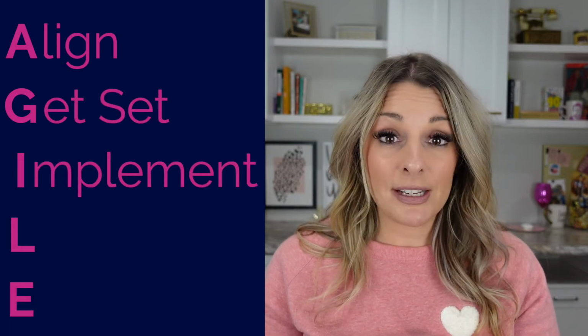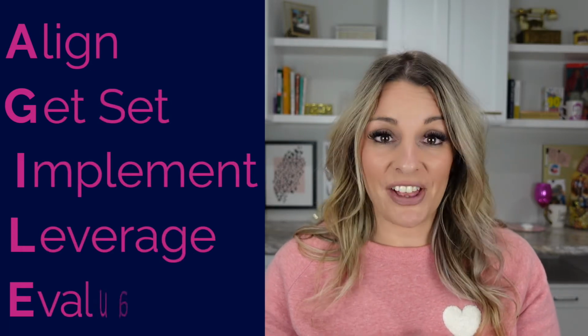So let's start from the beginning and break down exactly what Agile is and how it differs from ADDIE. So remember, ADDIE stands for Analysis, Design, Development, Implementation, and Evaluate. And it pretty much goes in order. You finish step 1, you move to step 2, and so on and so forth. Agile, however, stands for Align, Get Set, Implement and Iterate, Leverage, and then Evaluate.